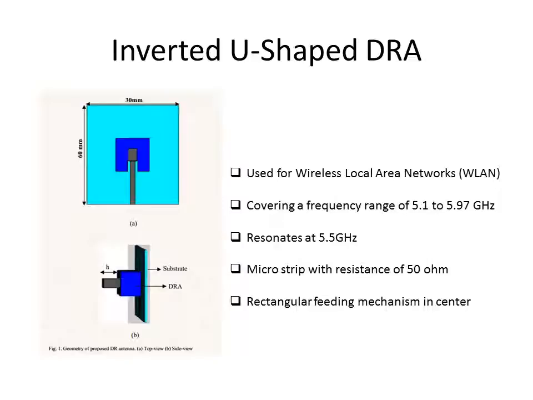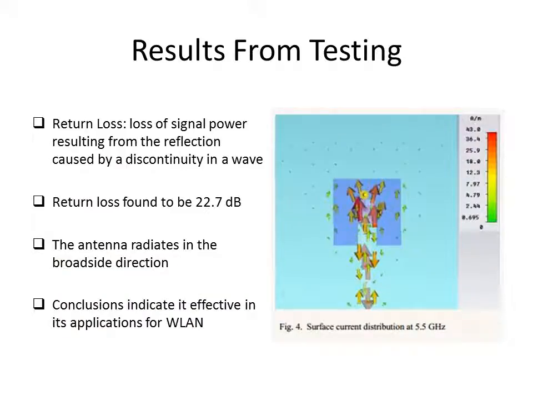And the rectangular patch in the inverted U dielectric resonator antenna is a feeding mechanism which feeds the current into the dielectric. The microstrip in gray that leads to the edge of the grounding plate has a resistance of 50 ohms, as well as this specific resonator antenna resonates at a frequency of 5.5 gigahertz. The return loss of this is found to be 22.7 decibels, and the return loss is defined by the loss of signal power resulting from the reflection caused by a discontinuity in a wave.